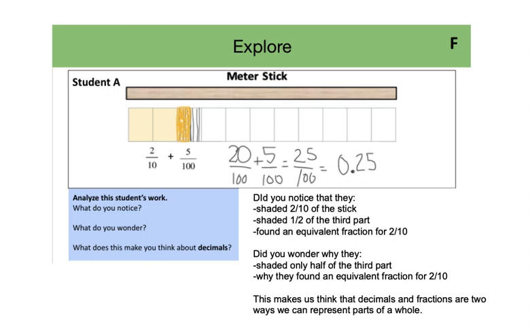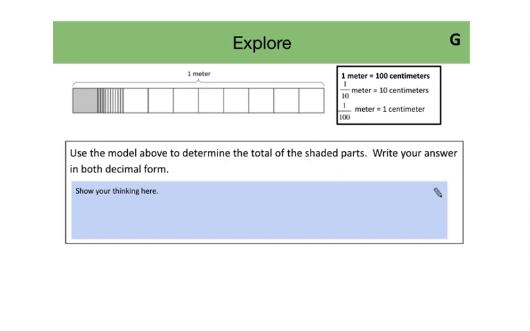Well, great job. Let's go ahead to slide G. So again, it wants us to use the model above to determine the total of the shaded parts. And it wants us to write our answer in both decimal form and fractional form. So go ahead and answer this. When you're ready, you can unpause.